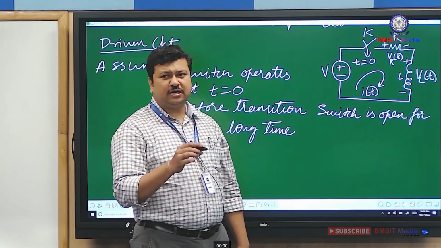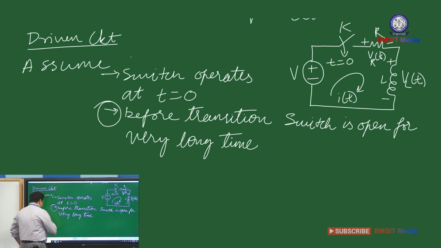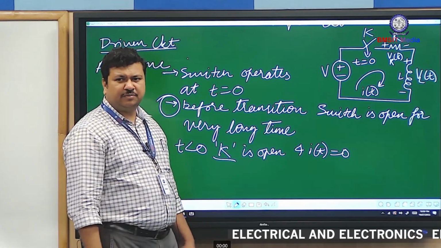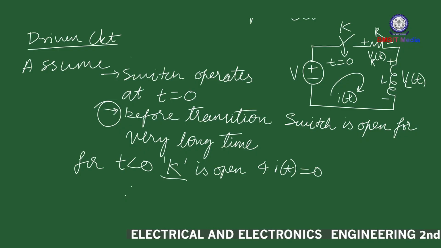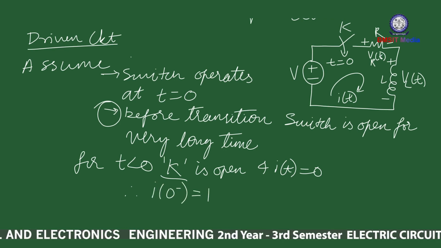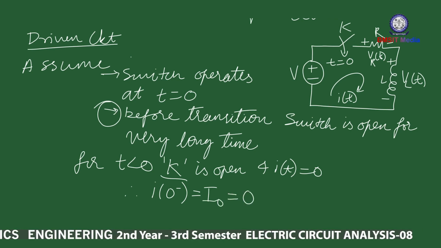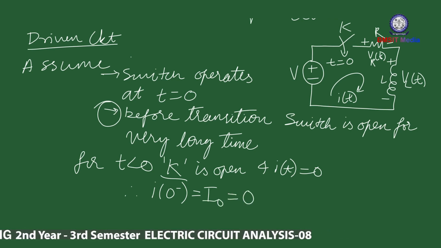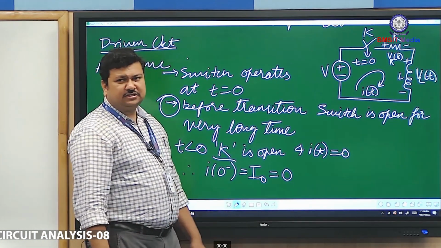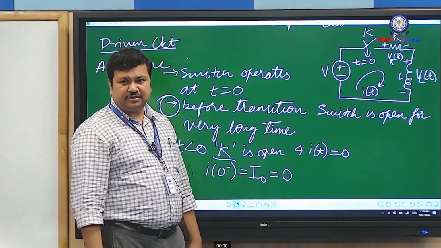So it means that the circuit is under open circuit. Okay. So for t less than 0, switch K is open, and I of t, the current in the circuit, is 0, because it is an open circuit. Therefore the initial condition I of 0 minus, denoted as I naught, is 0. So the initial condition in the circuit under consideration is 0.